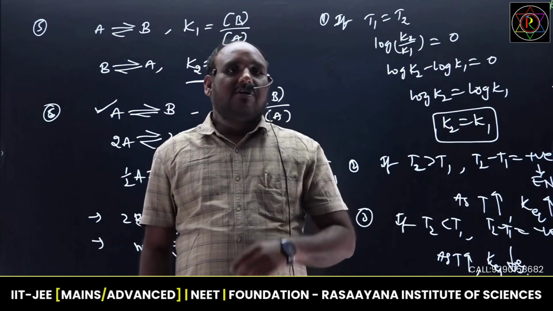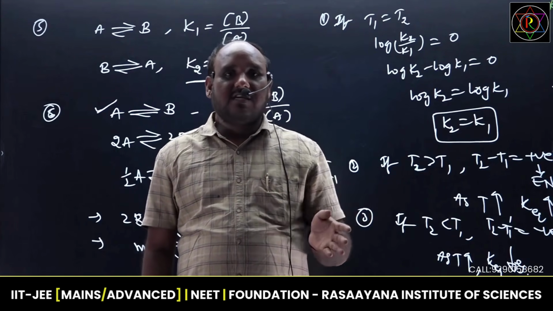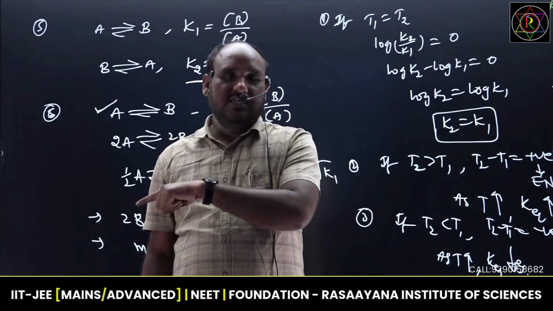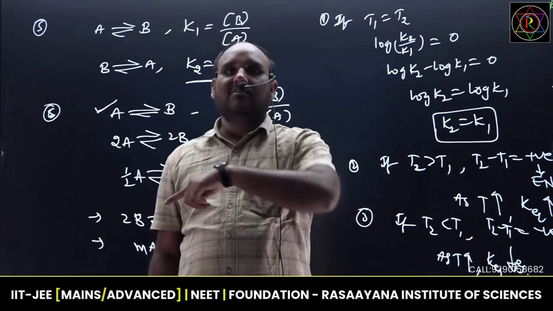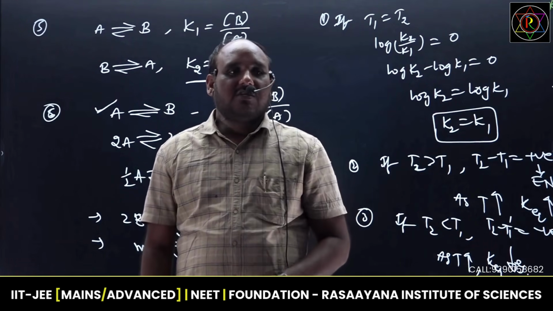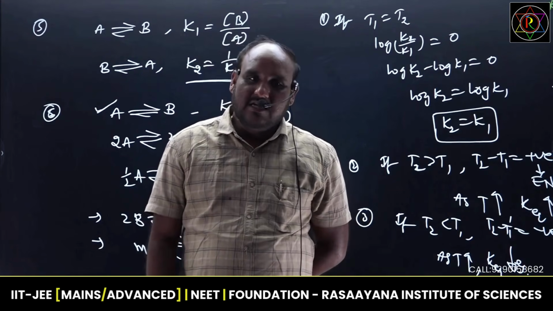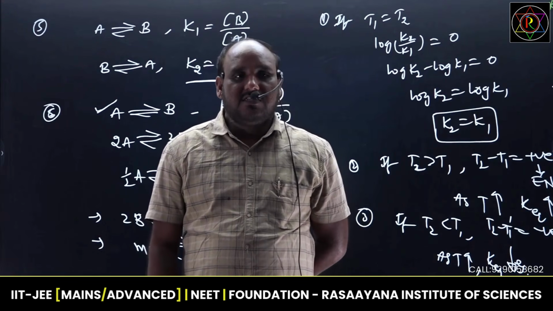Then it will be continuous, simultaneous reactions. A gives rise to B, B gives rise to C, C gives rise to D. Then how do we get the equilibrium constant from A to D? Like that, there are a huge number of applications of the equilibrium constant in equilibrium reactions, right?